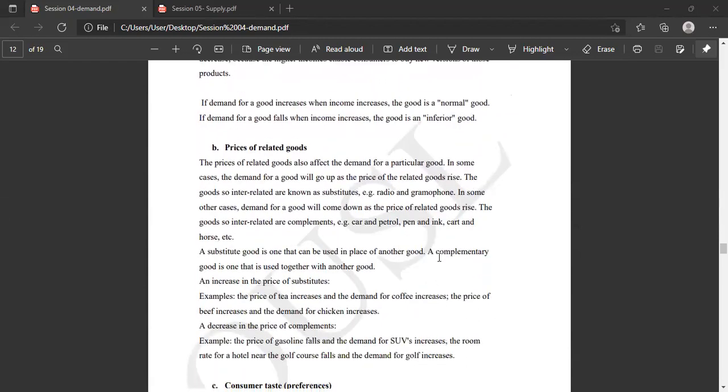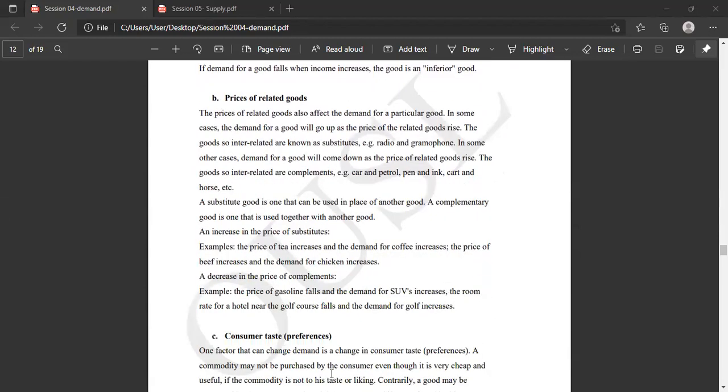Then see price of related goods. Under the price of related goods, there are two things. One is the substitutes. The other one is the complements. Price of related goods or price of other goods. So last class also slightly we have discussed this. Can you tell me what are substitutes? Can somebody tell me the answer?